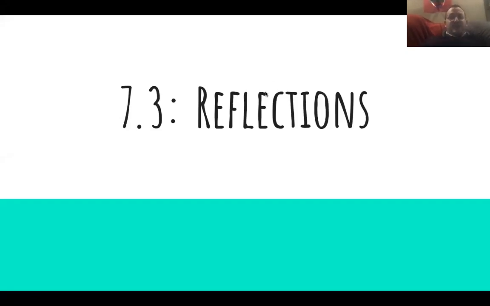Hello, geometry scholars. We are on skill 7.3, which is reflections. So this is our third and final isometric transformation, a transformation that does not change shape and size. If you think of a mirror on the wall, that is a reflection.